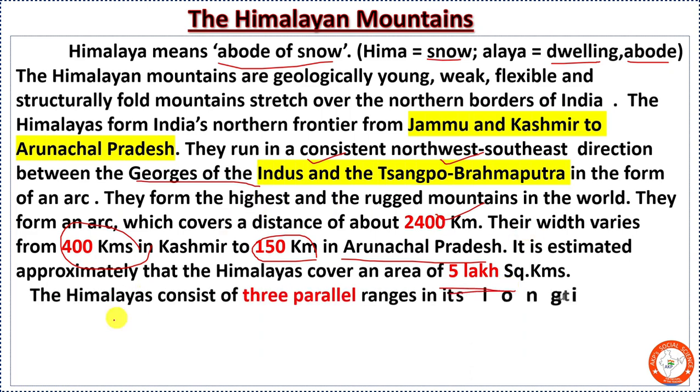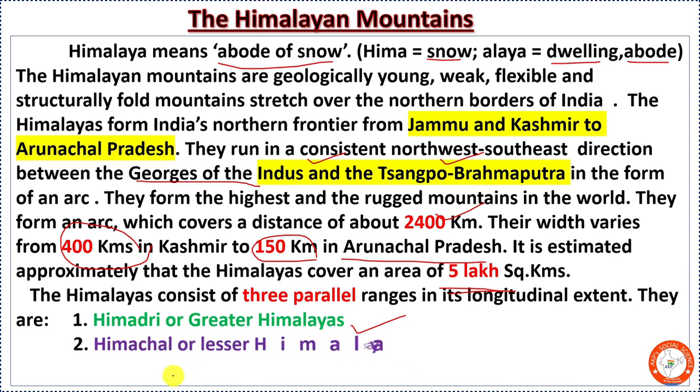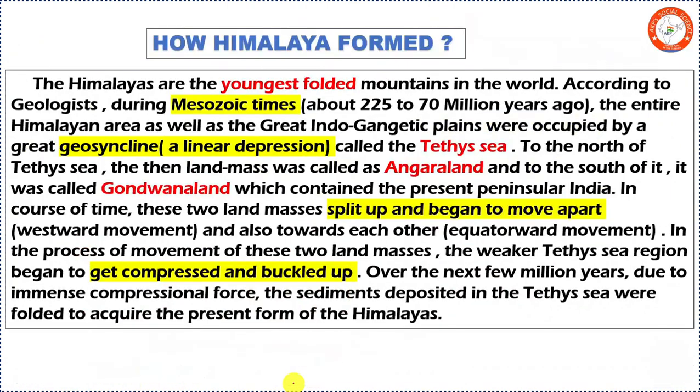The Himalayas consist of three parallel ranges in their longitudinal extent. The first one is Himadri or Greater Himalaya. Second, Himachal or Lesser Himalaya. Third, Shivalik range. Once again, I repeat, the three parallel ranges of the Himalayas are Himadri or Greater Himalaya, Himachal or Lesser Himalaya, and Shivalik or Outer Himalaya.